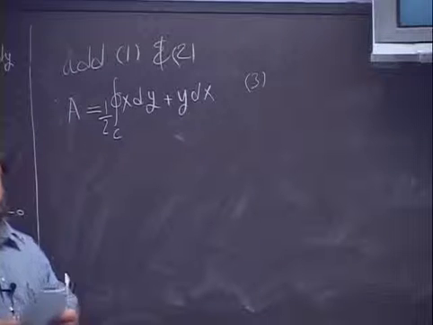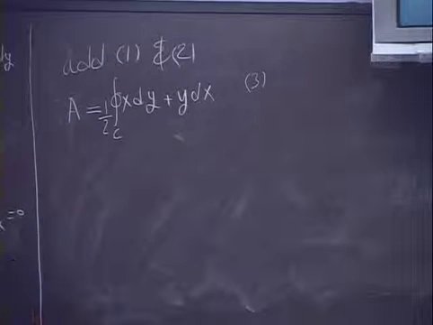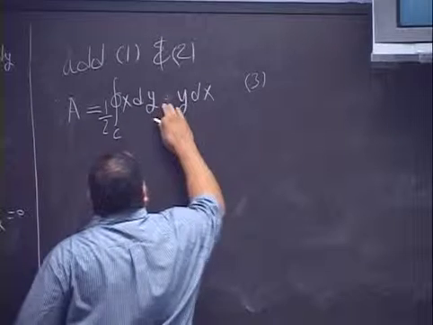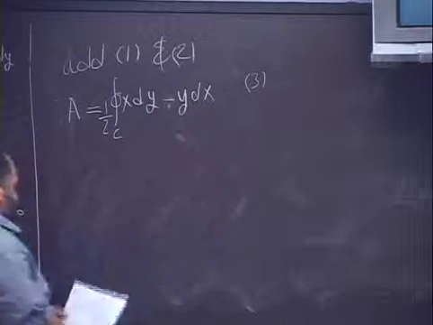Where did your negative go? What negative? For P. P was negative y, but then on this one? No, in your bottom. Oh, here, you mean here? Yeah, you are right. I'm sorry, this will be negative.